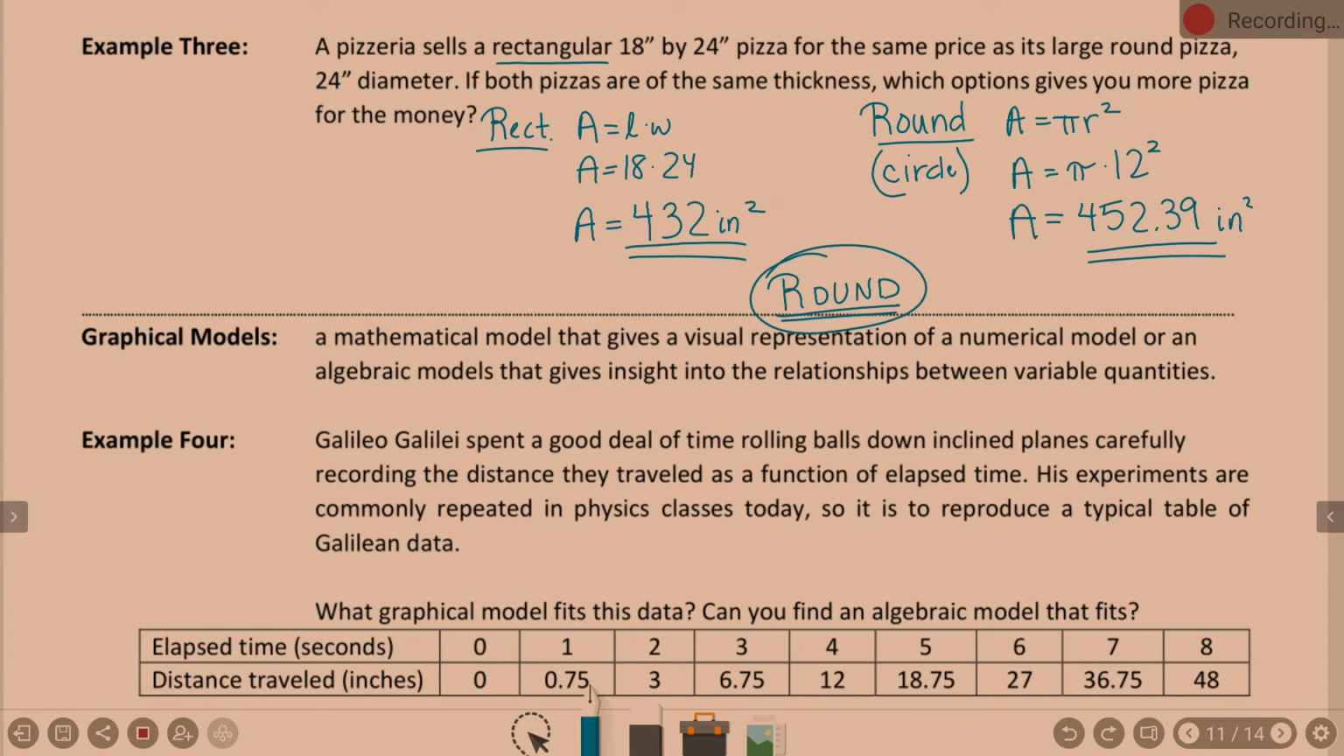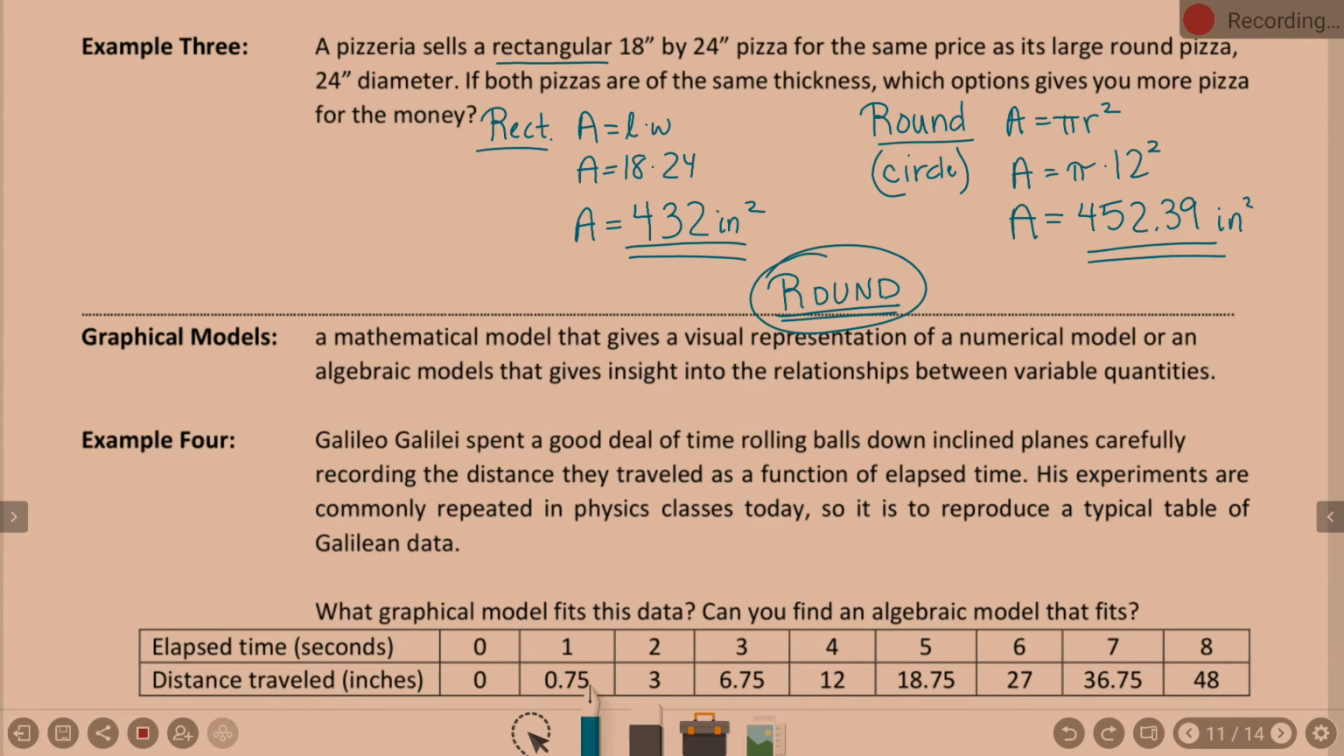Okay. Now, that takes us to graphical models. And we're actually going to look at graphical and algebraic on this next one. But a graphical model is a mathematical model that gives a visual representation of a numerical model, or an algebraic model that gives insight into the relationships between variable quantities. So we're going to look at them together.